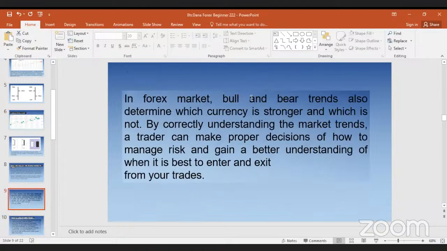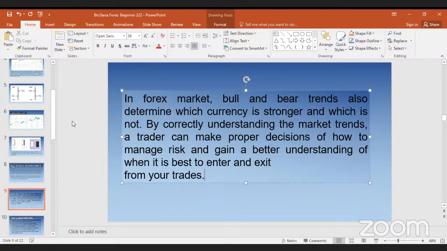That is what I mean here by bull and bear trends also determining which currency is stronger and which is not. So by correctly understanding the market trend, a trader can make a proper decision of how to manage risk and gain a better understanding of what is best to enter and exit from your trade.